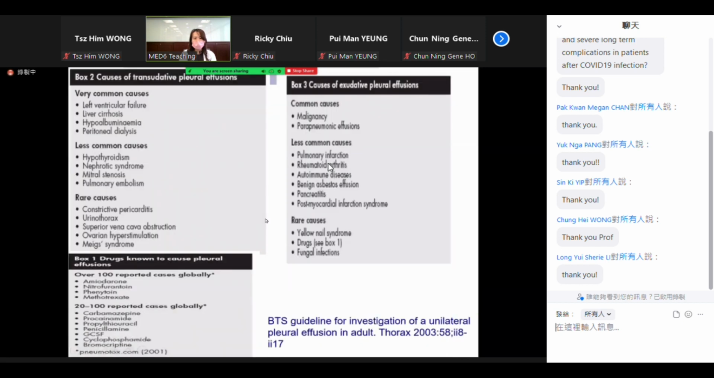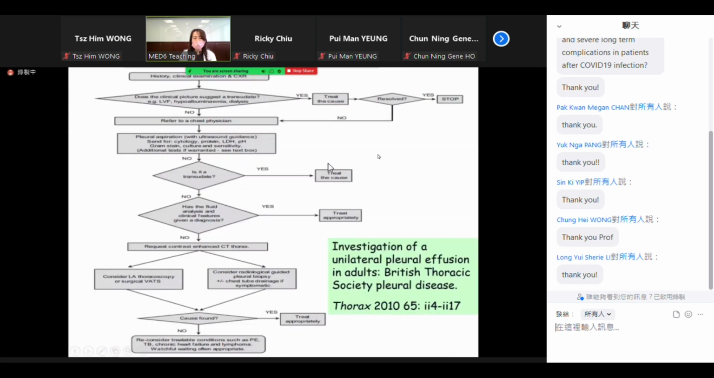So this is again a very important slide for you. This is the management of unilateral pleural effusion in the British Thoracic Society guideline. When a patient presents with unilateral pleural effusion, you have to ask the history. How acute is the symptom? Is there any evidence of symptoms suggesting heart failure, renal failure, or liver failure?